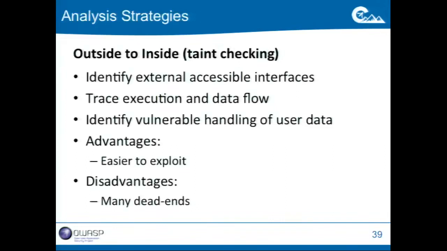The last analysis strategy is essentially taint checking. Being able to identify the external interfaces, trace the execution flow from where user input enters the system, and then identify how vulnerabilities might result from that. This technique is much easier to exploit, kind of like the advanced grepping. It gives you something right off the bat that you can start to use. But there are a lot of dead ends, because presumably not every user input is going to be vulnerable.